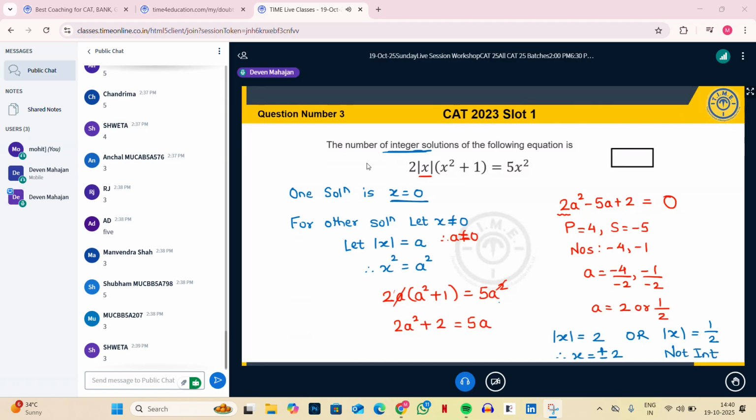तो इंटीजर सॉल्यूशन आपको 3 मिलने वाले हैं. 0 है, +2 एंड -2. 0, 2, -2 ऐसे 3 इंटीजर सॉल्यूशंस है. So the answer to the question is 3. Good, correct. Many of you then correctly have typed 3. That is the answer.